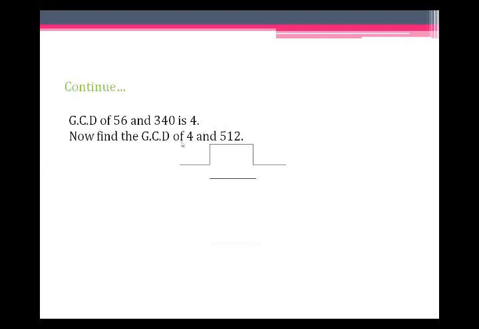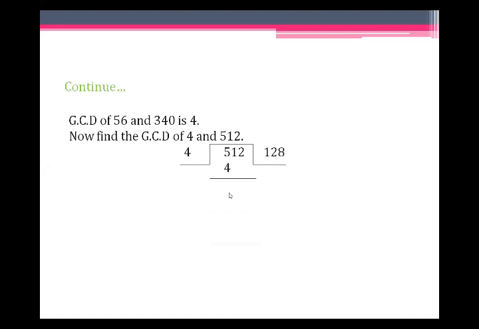Here our solution continues. The GCD of 56 and 340 is 4. Now the last number we have is 512. Now find the GCD of 4 and 512. 4 is smaller, so we take it as a divisor, and 512 is greater, so we take it as a dividend. So here we multiply by 4: 4 ones are 4.